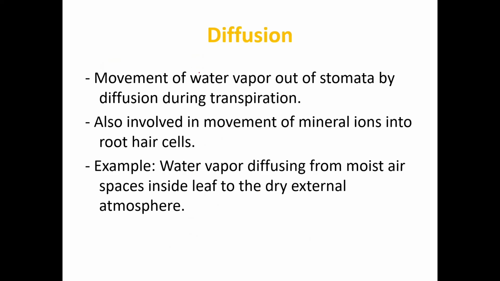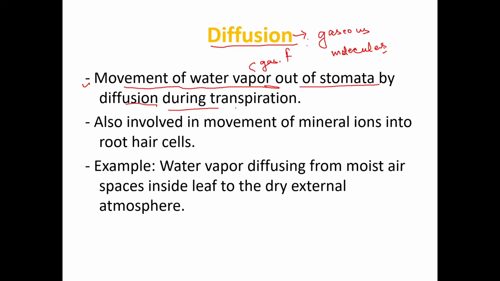Come on to another amazing topic, diffusion. It's just similar to osmosis, but diffusion allows gaseous molecules. This is when gases or substances move from high to low concentration. Plants use this for gases like oxygen and carbon dioxide. So movement of water vapor, in a gaseous form, out of stomata by diffusion during transpiration.